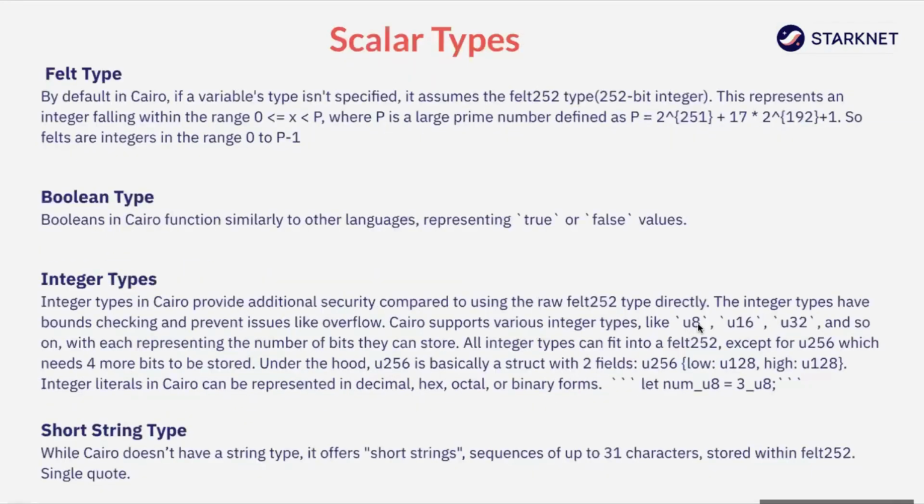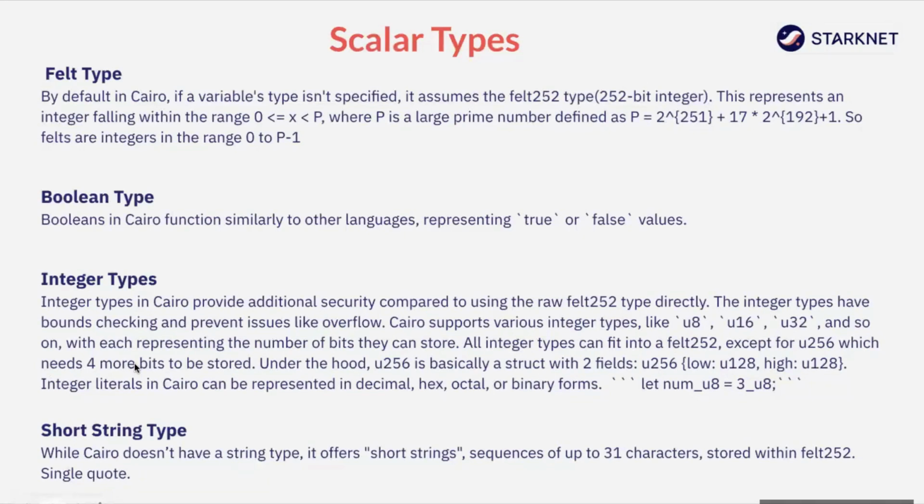So for U8, the value that this type can hold is 2 raised to power 8 minus 1, right? And that's 255. And you can calculate the rest. For felt252, all integer types can actually fit into felt252 except for U256. That's because U256 has a bit size that is larger than felt252, which needs 4 more bits to be stored.